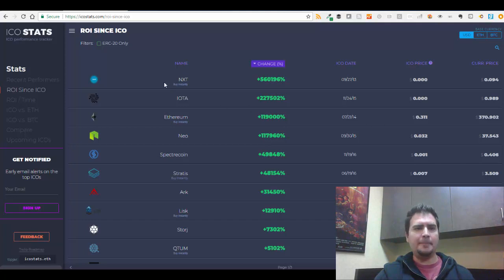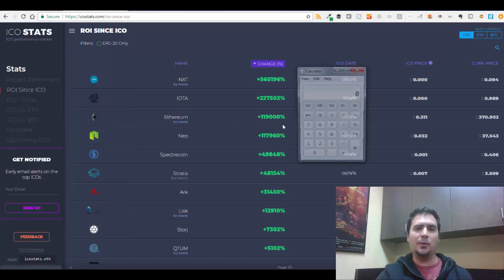So if you look at this, this is NXT coin, which I've actually bought, not at the ICO, unfortunately, but the price launched at like half a penny. And the current price is 95 cents, which is a 560,000% return on NXT. So those who got in early on NXT, even if you invested $100, you would have made a very, very good profit.